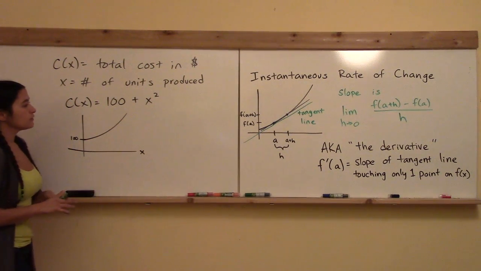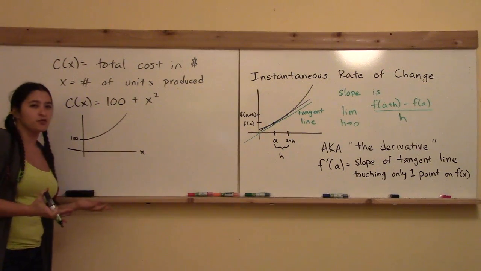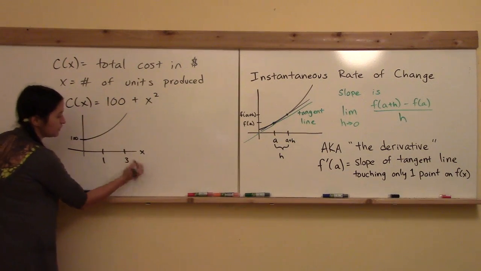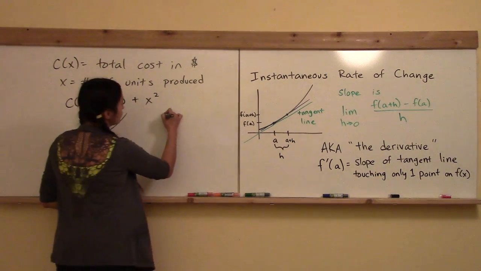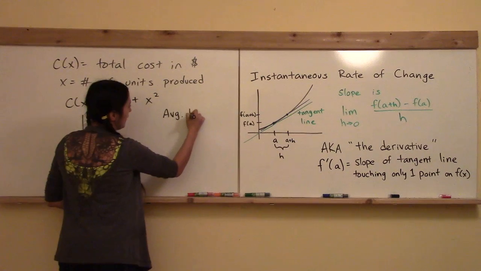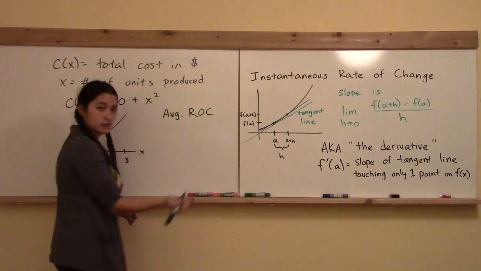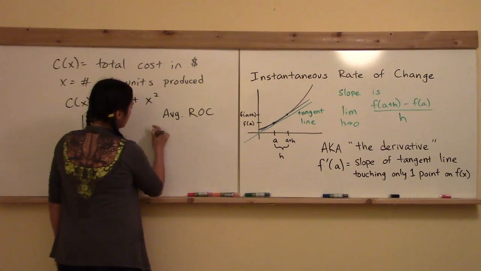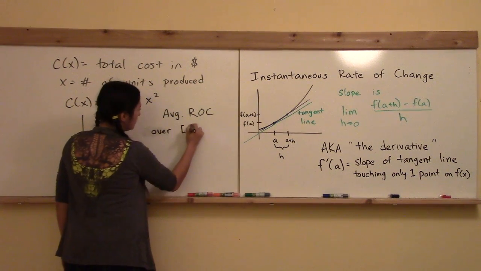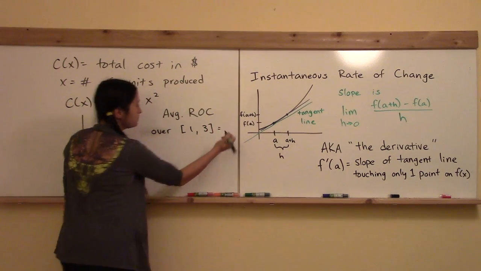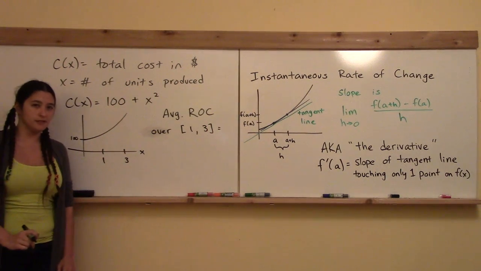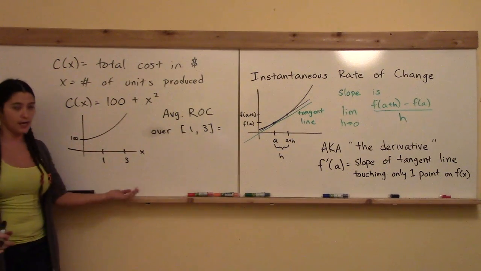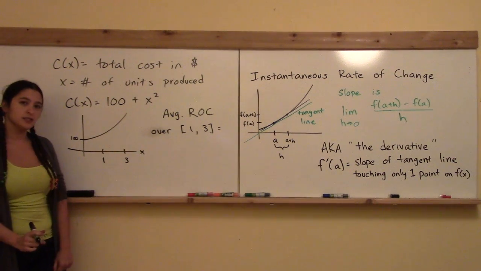Okay, so let's ask the question, what would the average rate of change be between, let's say, 2 points, x is equal to 1 and x is equal to 3? Okay, so why don't you guys calculate the average ROC, that's the abbreviation for rate of change, over the interval from 1 to 3. Okay, so using the definition that I showed on this board before I erased it there, why don't you go ahead and calculate what the average rate of change is.